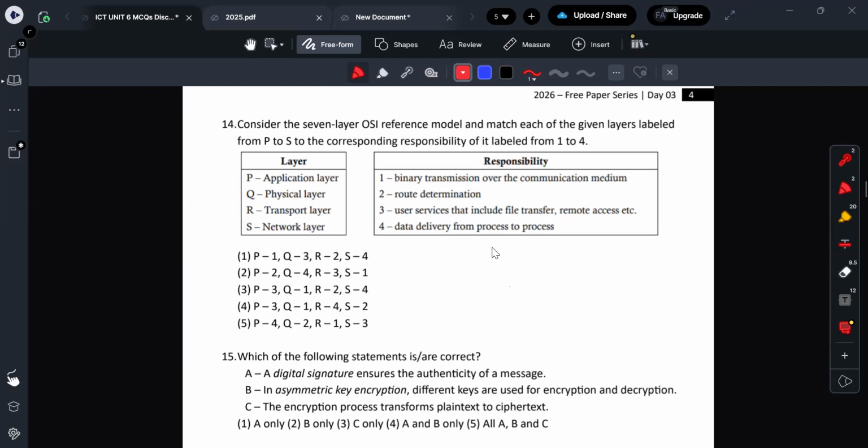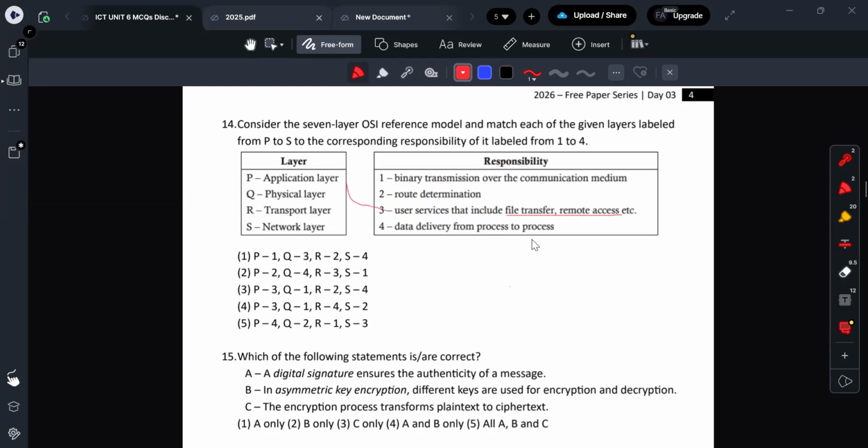Okay, so they are saying to match the OSI reference model to each of the layers. Okay. Application layer, what does it do? Wait. So what is the full form of OSI? Open System Interconnection. So it has 7 layers, right? And each layer has specific functions. Application layer, it is matching with the option user services that include file transfer.